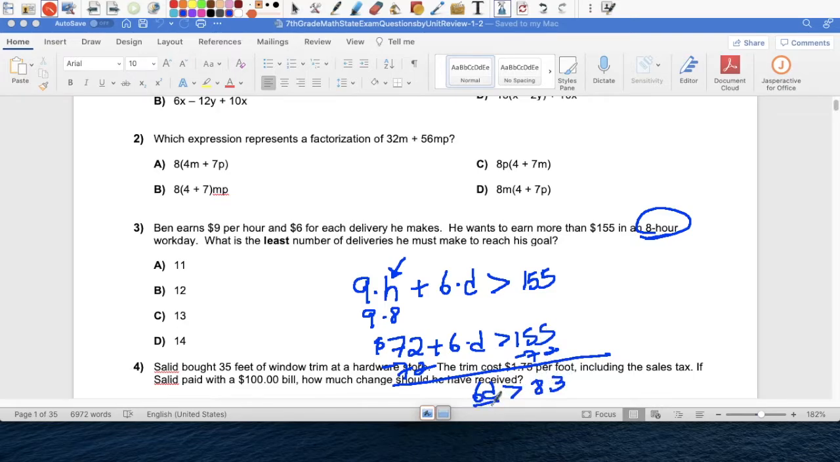Divide both sides by 6. And 83 divided by 6 is 13.83. So D has to be greater than 13.83 deliveries. Can you make 13.83 deliveries? No. So D has to be at least 14. So anything at or above 14 deliveries, you'll be okay. That's why our answer is D.